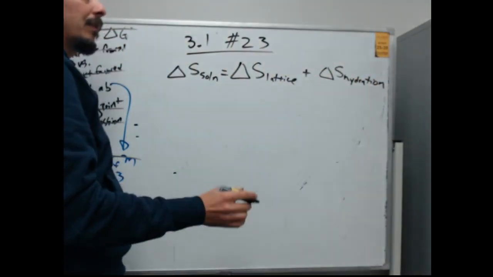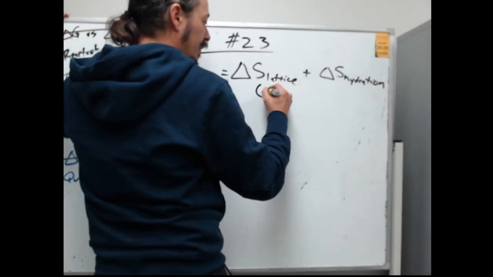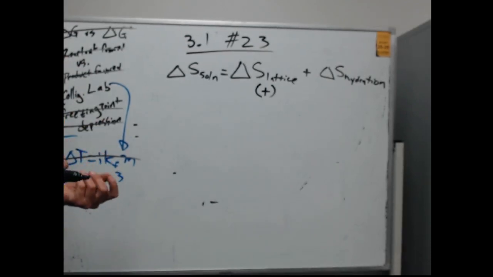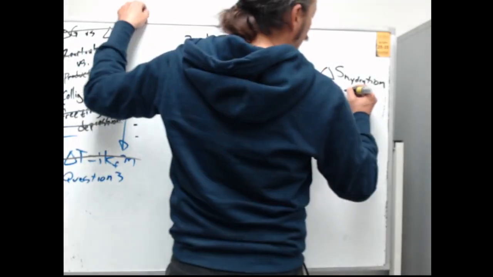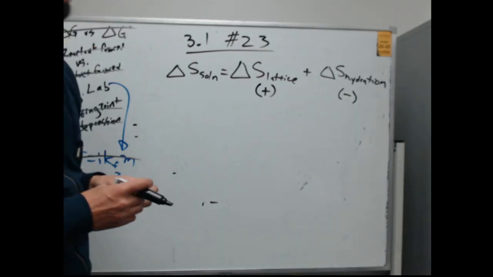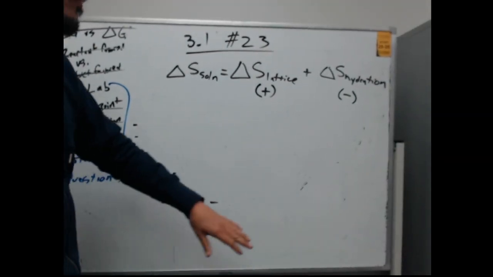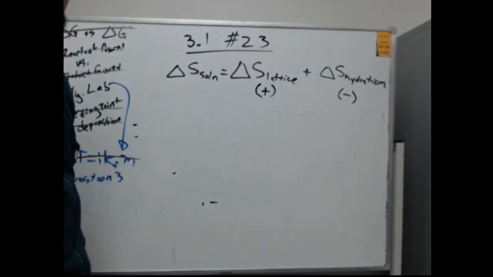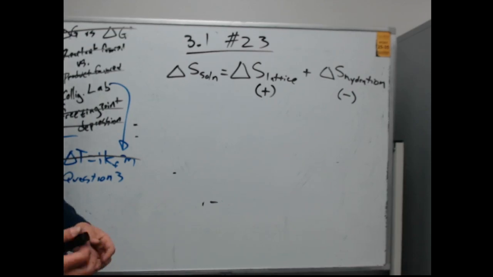The delta S of lattice is always positive, because we always increase our number of microstates when we break apart a solid. Our delta S of hydration is always negative, because we always decrease our microstates when we surround an ion with water molecules.